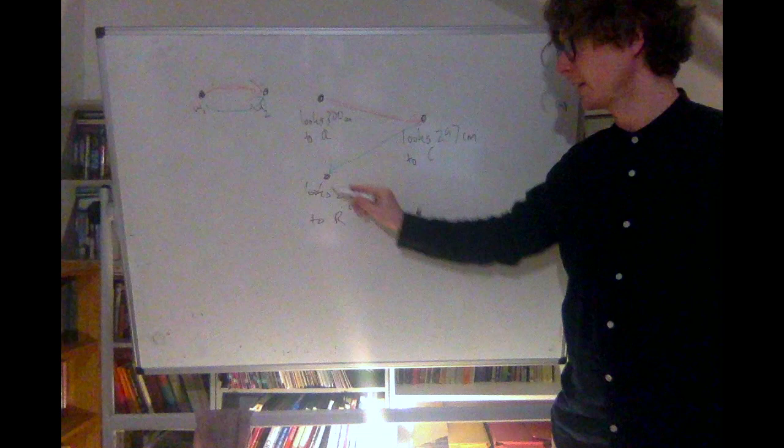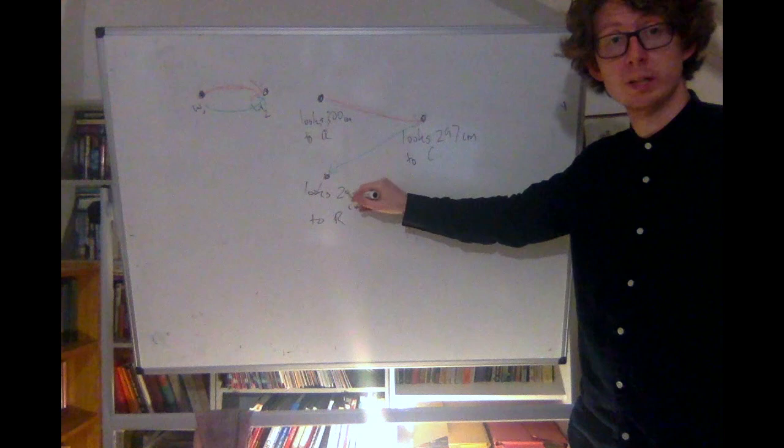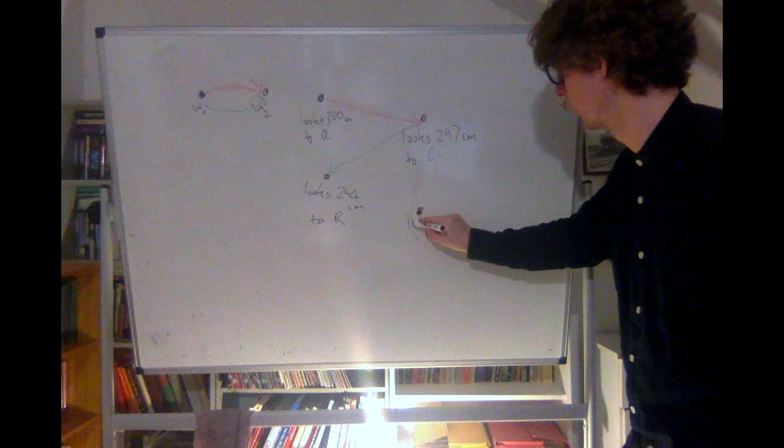But of course, in this world, Roman can go through exactly the same reasoning as he did in the first and Columba did in the second. So he can think, well, it looks this way to me, but for all I know, it looks a little bit shorter to Columba. So there's going to be a fourth world where it looks 291 centimeters to Columba.